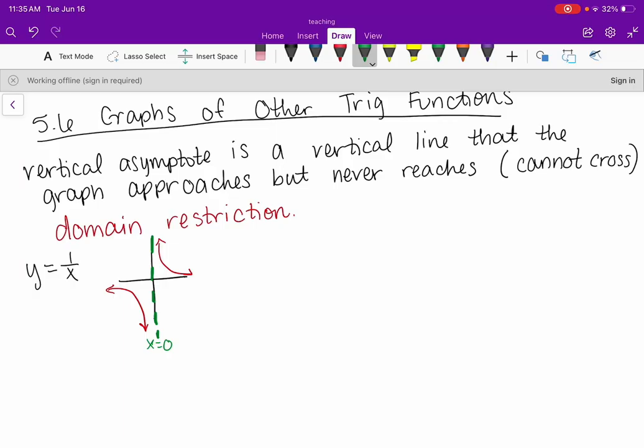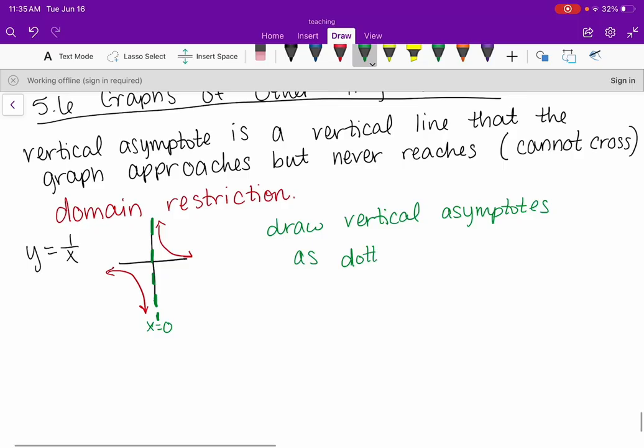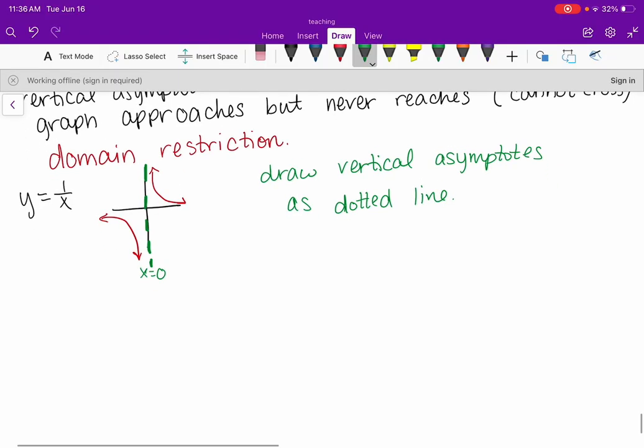Now, whenever we draw vertical asymptotes, we usually draw vertical asymptotes as a dotted line. Dotted because the graph actually never reaches it, so it's not defined on that line.